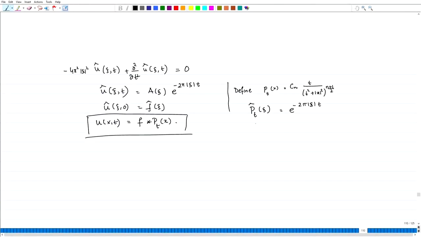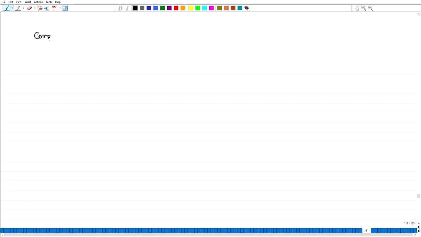Now, I would like to indicate how one arrives at this in higher dimension, which is a little tricky. I will not give the full details, but you can find out what is going on while computing this Poisson kernel's Fourier transform. Okay, so computation of the Fourier transform of the Poisson kernel.